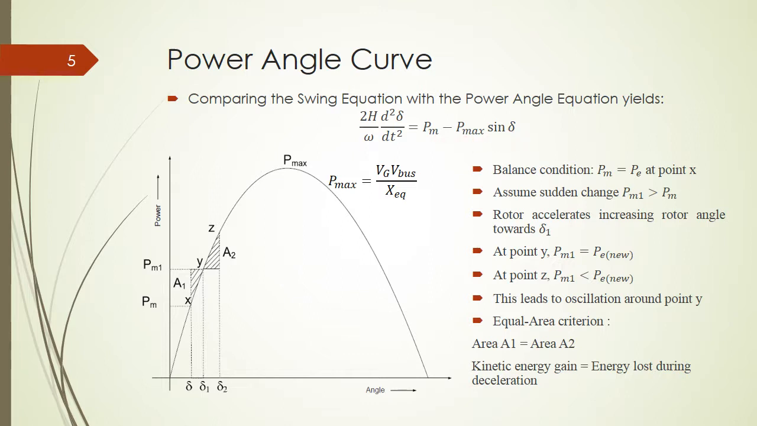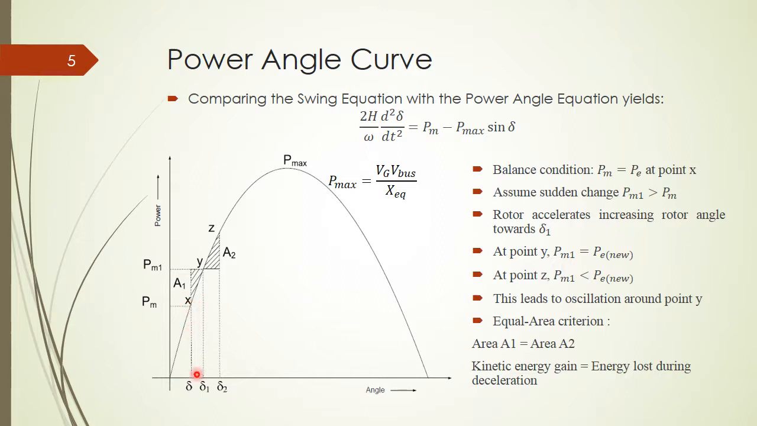If we plot it, we see that the electrical power will be like this. So this is the P max times sine delta. You take this shape: the horizontal axis is the angle, and the vertical axis is the power. This power will be compared with the mechanical power here. So for example, our mechanical power PM is here.